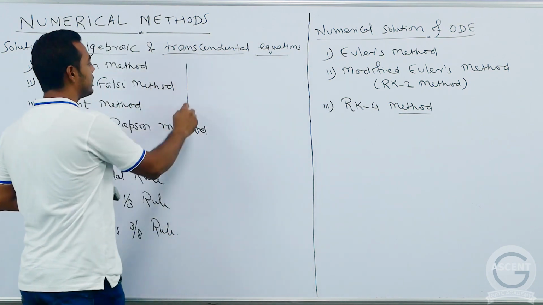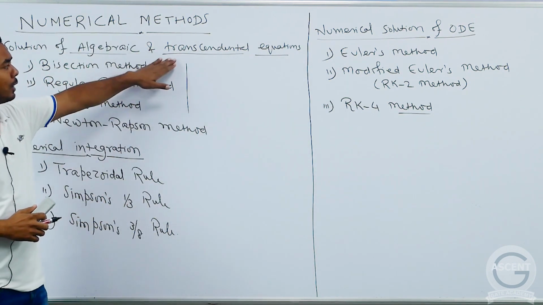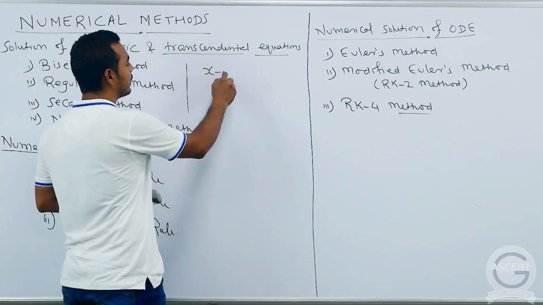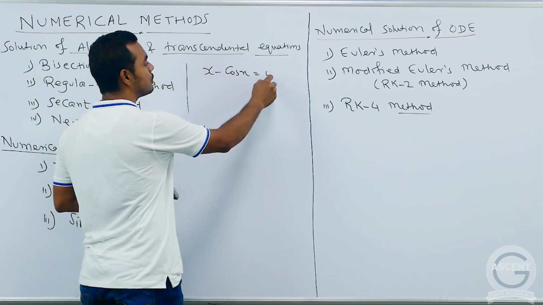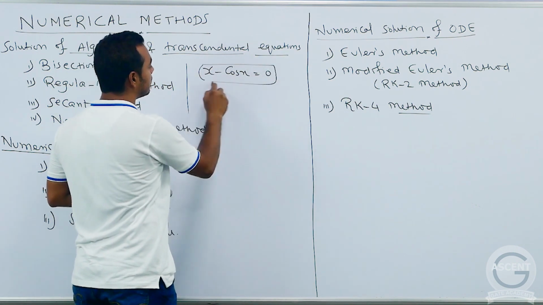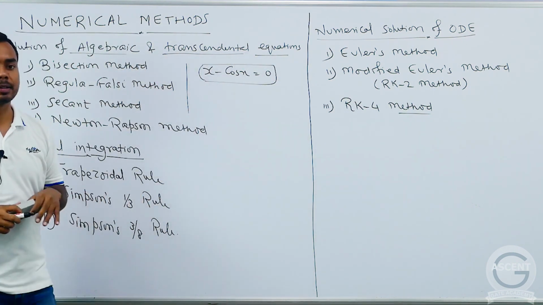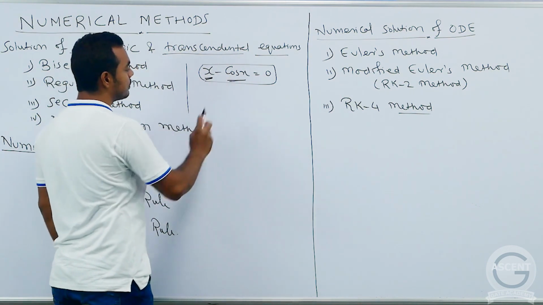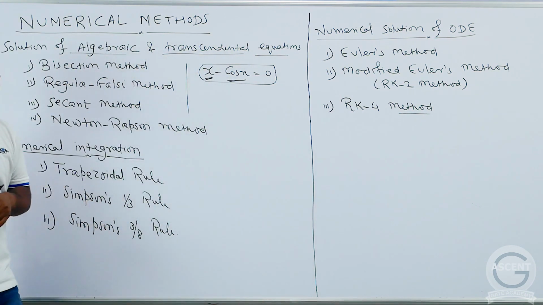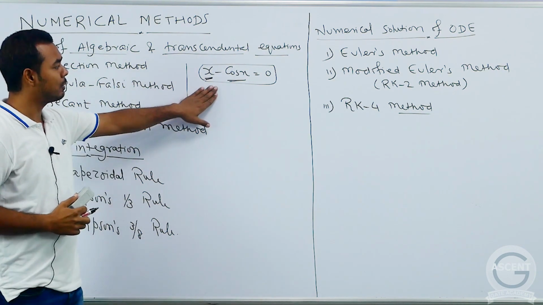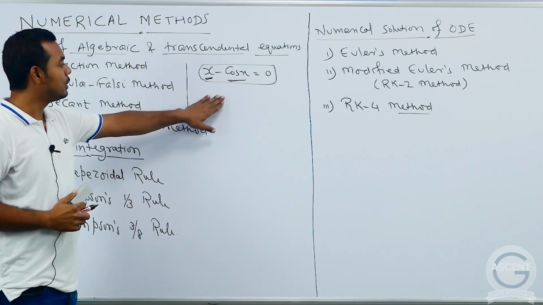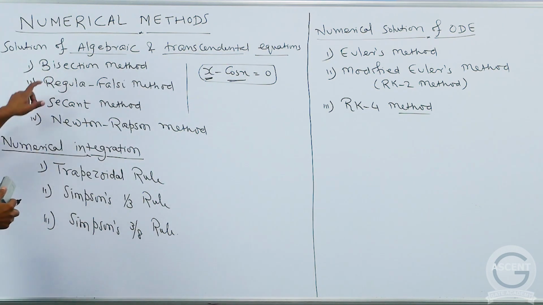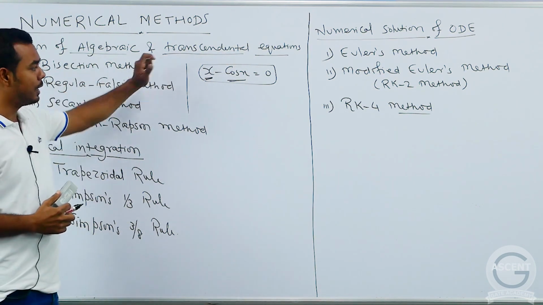See, the meaning of this transcendental equation is if we have an equation which involves more than one function. For example, suppose if I have this equation x minus cos x equals to 0. So this is a very simple equation, but you can see that it has two different functions. One is this x, which is algebraic function, and another is cos x, which is trigonometric function. So whenever we have more than one type of function in a single equation, then those equations are called transcendental equation. So first we have to learn solution of algebraic and transcendental equation.